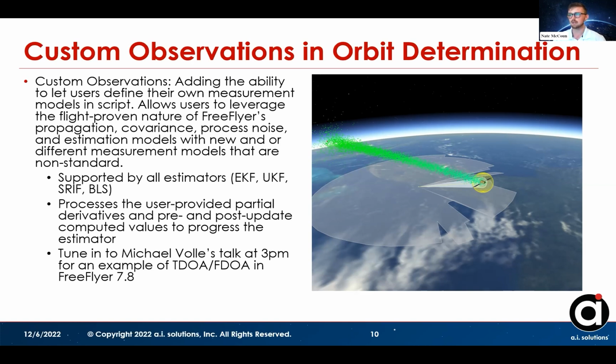It's supported by all estimators in FreeFlyer: your extended Kalman filter, your unscented Kalman filter, your square root information filter, and batch least squares. And it processes the user-provided partial derivatives, pre- and post-update computed values to progress the estimator. Be sure at 3 o'clock to tune into Michael Volley's talk for an example on doing TDOA, FDOA custom measurements in FreeFlyer 7.8.